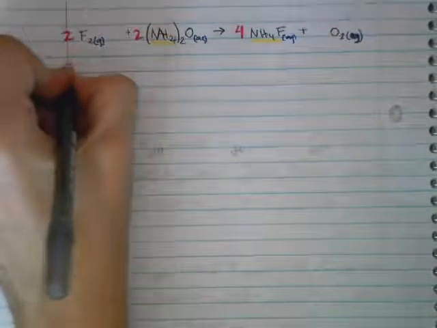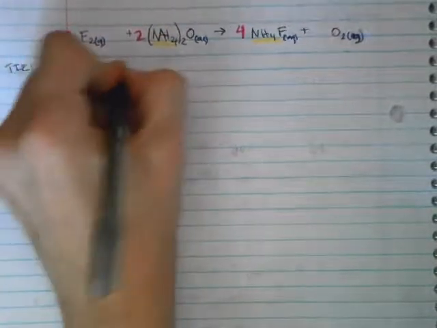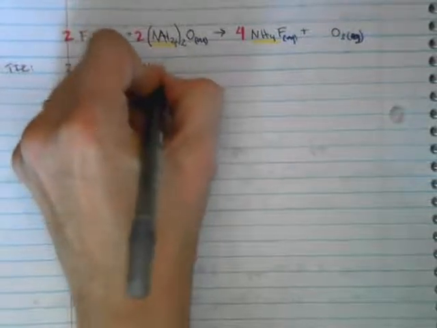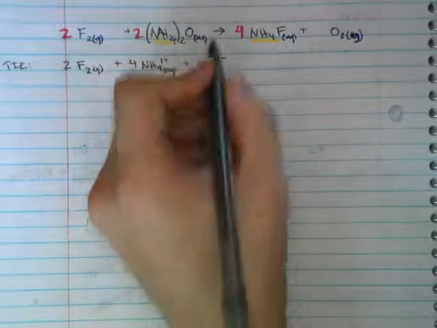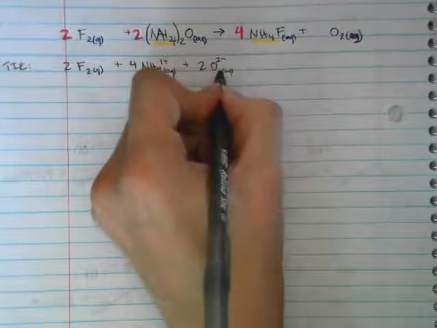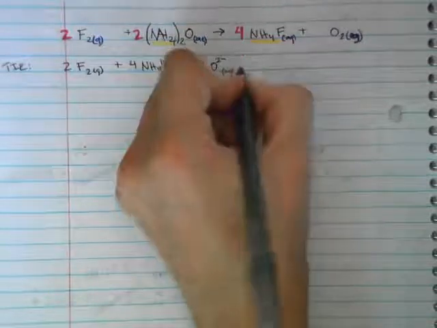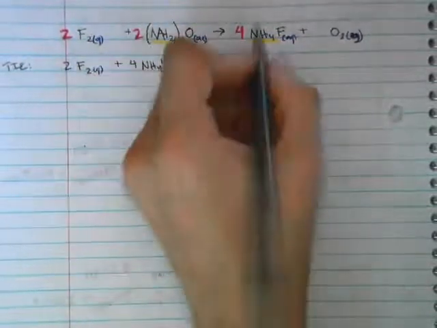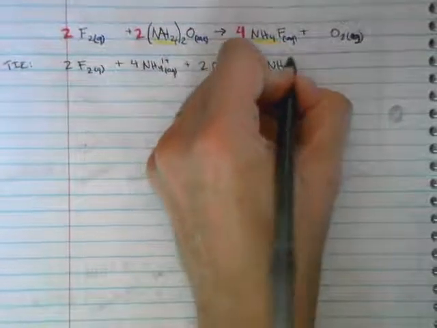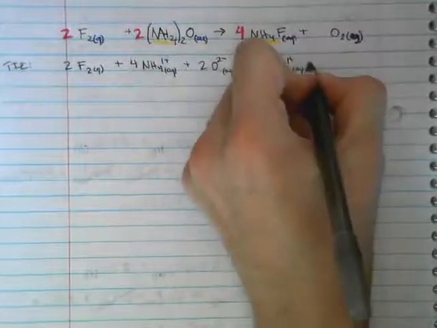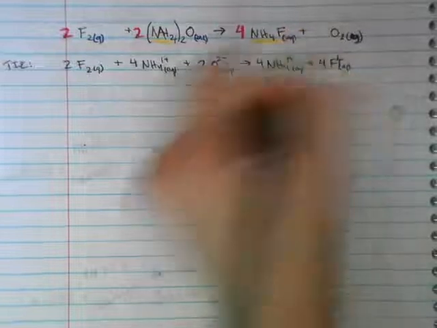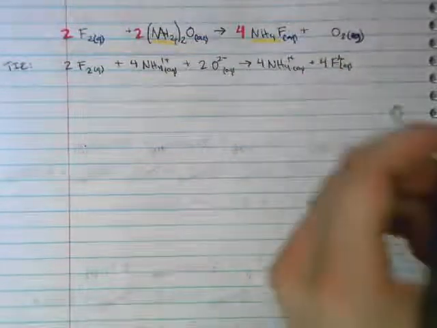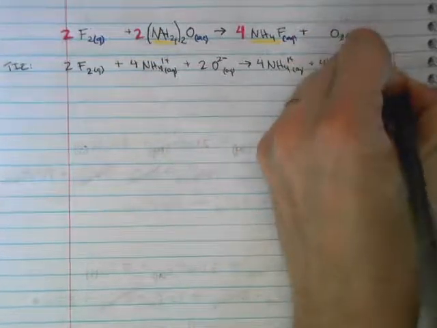So we've got 2 fluorine gases. I'm going to have 4 NH4 1+ ions that are aqueous. I'm going to have 2 oxide ions that are also aqueous. Notice I didn't write O2 because this is an ion, it's part of a compound. And then here on my product side, here's another 4 ammoniums. And now I've got 4 fluorides. That says 4 F1- that are aqueous, and then oxygen gas.